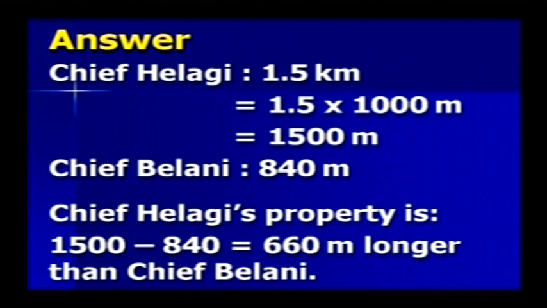So Chief Helagi's 1.5 kilometers, we convert it into meters. We do that by multiplying by 1,000. So 1.5 times 1,000 meters is equal to 1,500 meters. So that's easy for us to calculate now because Chief Helagi's and Chief Belani's properties are there in the same unit.